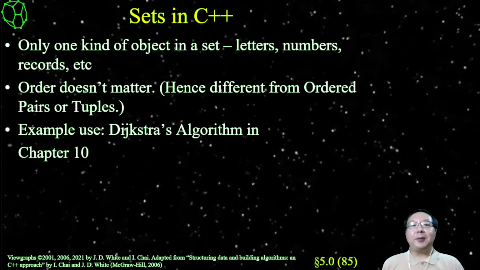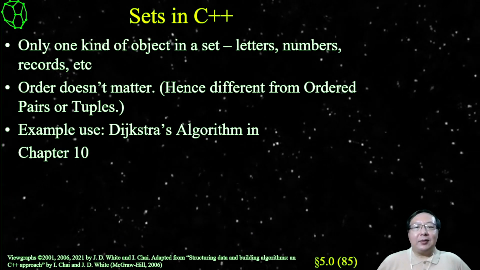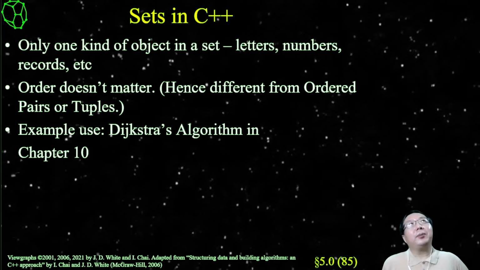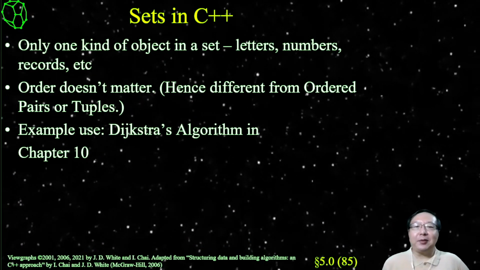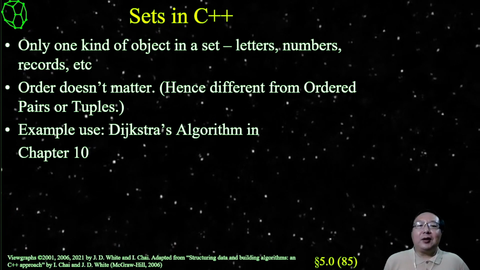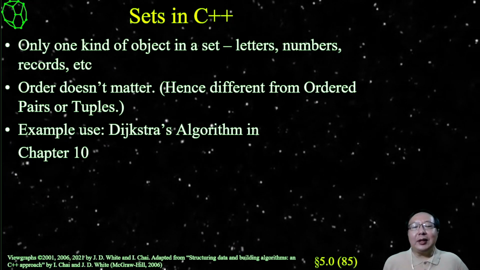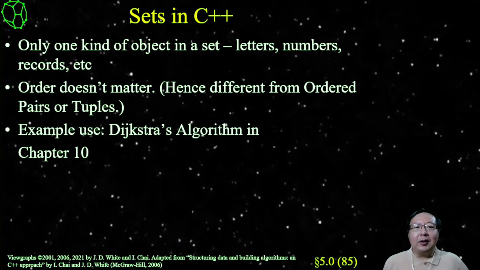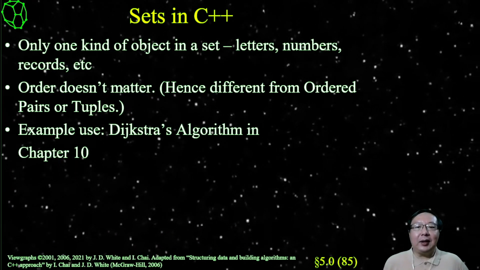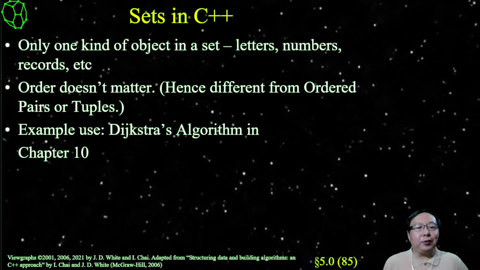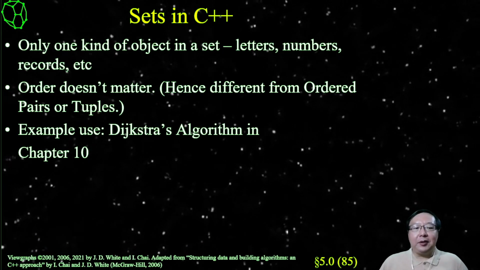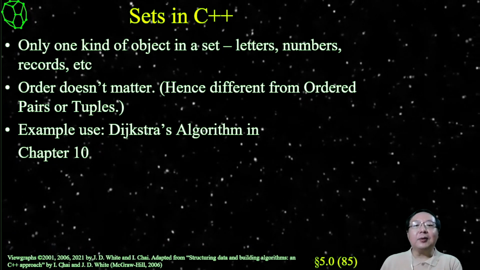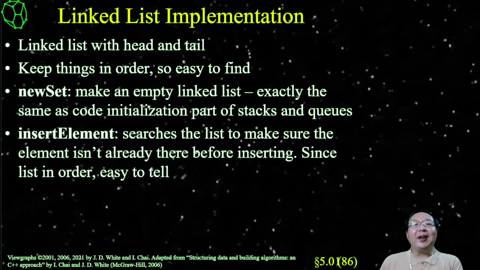Okay, sets in C++. There's only one kind of object in a set in C++. In a different language, like Python, you could have different types of objects. But in C++, your objects are just one type, which is letters, numbers, records, or whatever. The order doesn't matter, and hence it's different from the ordered pairs or tuples. An example used is Dijkstra's algorithm in chapter 10, but that's much later, so don't mind that.